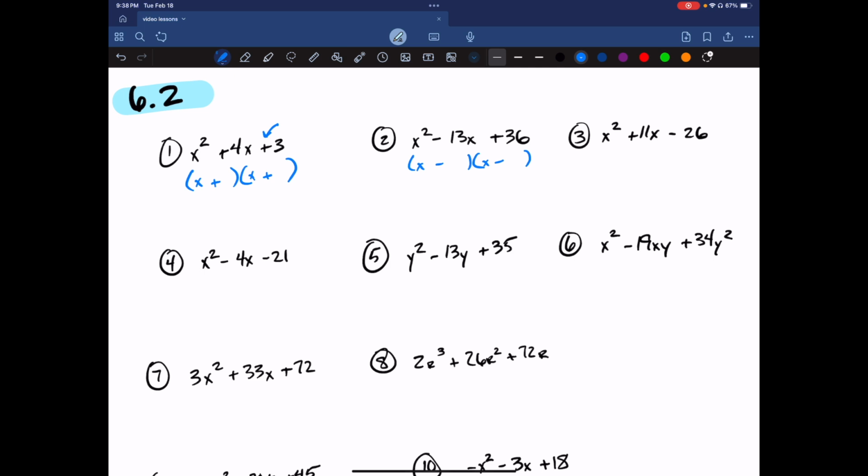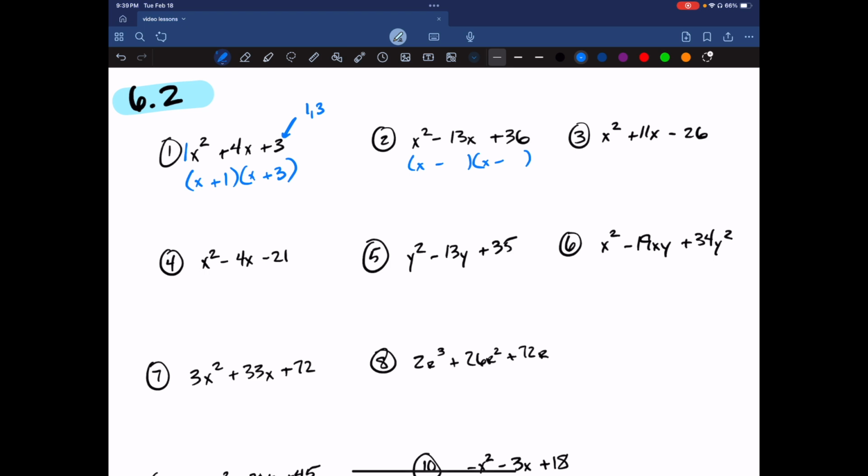So x plus a number, x plus a number. What numbers are we talking about? Well, then we have to look at the factors of 3, and the factors of 3 are 1 and 3. So it's very simple. There's no guesswork at all. It's just simply x plus 1 and x plus 3. And because we're multiplying, the order in which I put these doesn't matter. It could be x plus 1, x plus 3 like I have it, or it could be x plus 3, x plus 1.